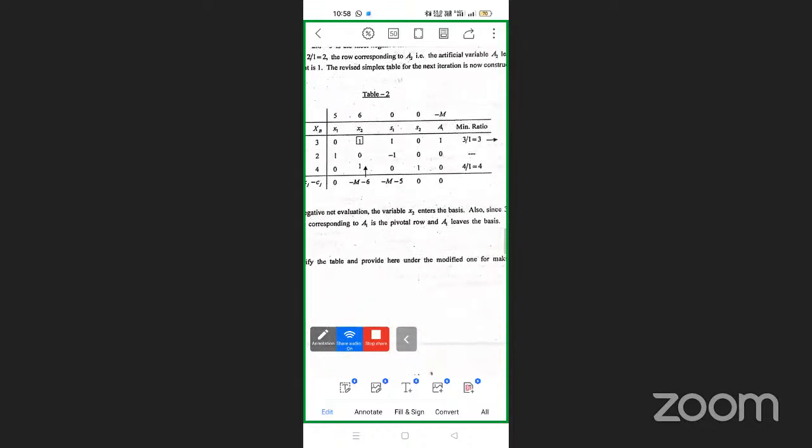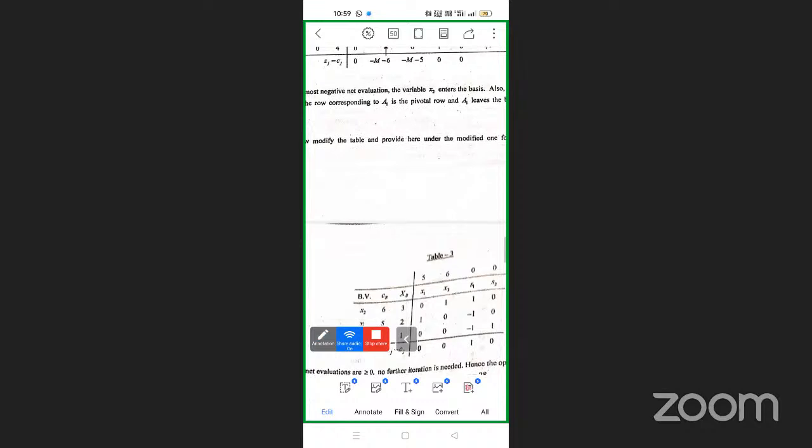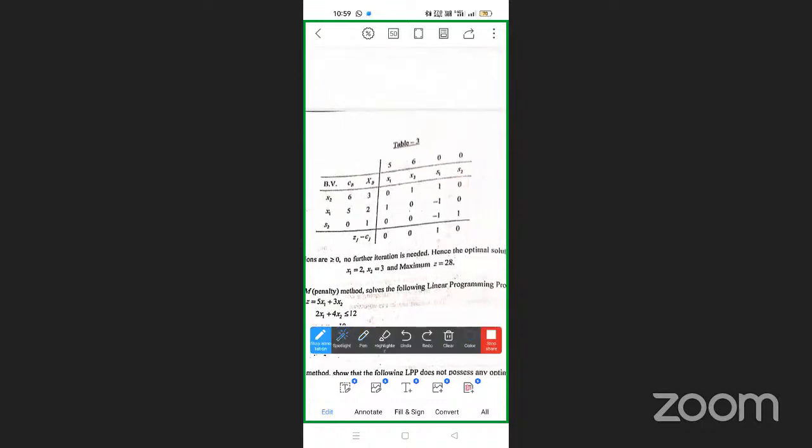There is no need to write A1 in the next simplex table. In table 3, the basic variables are X2, X1, S2, with A1 replaced by X2. Coefficients are 6, 5, 0. Then 3, 2, 1; 0, 1, 0; 1, 0, 0; 1, 0, minus 1; 0, minus 1, 1. After doing row operations, this is the matrix.